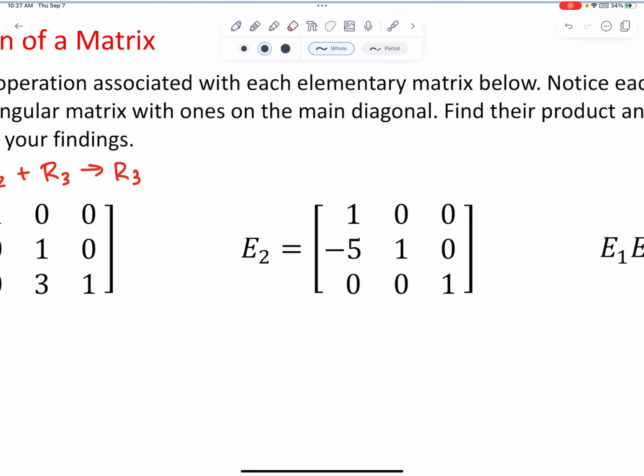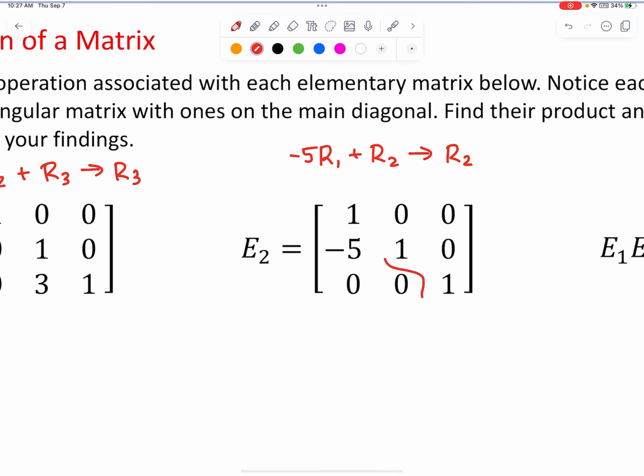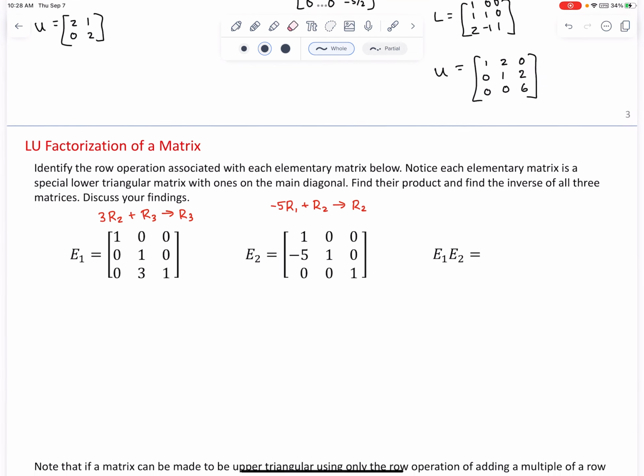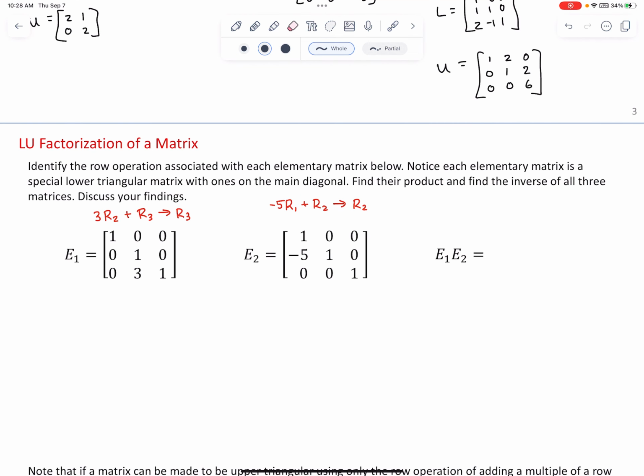Over here, something similar, we have a non-zero entry in this position right here. So we use the 1 above it, so we multiply row 1 by negative 5, add that to a row lower than it to produce a new row in that position. And this has the effect of basically putting a non-zero number somewhere in the entries below the main diagonal. Now notice that when you do this kind of row operation, where you replace a row by adding a multiple of a row higher than it to that row, you produce a special kind of lower triangular matrix that has 1s on the main diagonal and then some non-zero entry below the main diagonal. Now we're going to find their product, and then we'll find the inverse of all 3 of these matrices.